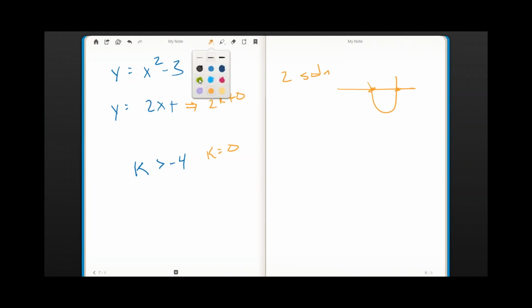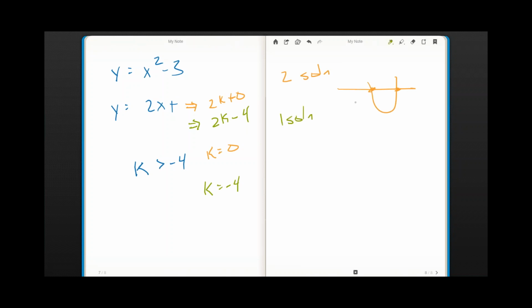Then I would recommend that you do it again and let k be equal to -4, because what we found is that -4 is our boundary. So then if you make this second graph 2k minus 4, that's our boundary. That's going to give us one solution. Now, the key here is that the slope doesn't change. It doesn't really matter. But the point is that you're going to get one solution.